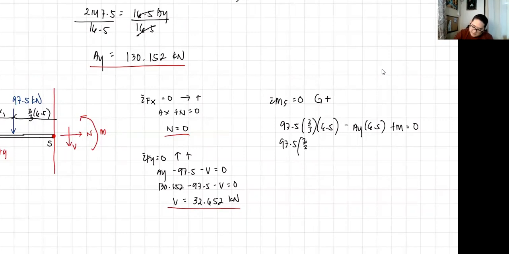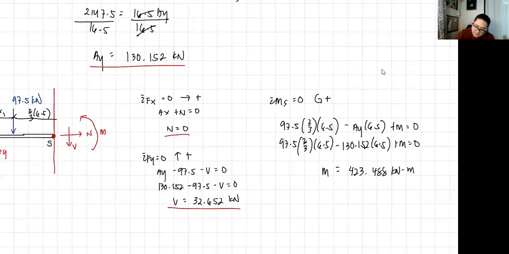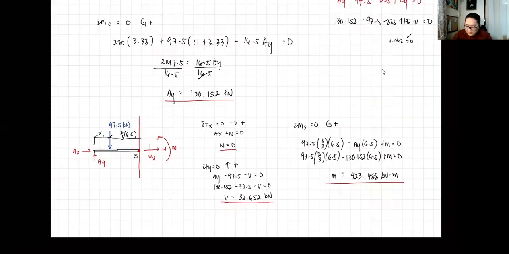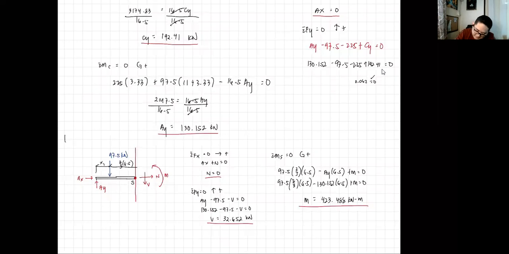Substitute lang natin yung value ni AY, and then let's combine those values. 6.5 plus M is equals to 0. So M natin will be equals to 2/3 6.5 minus 130.152 6.5. That is a negative value so transpose. So we have 423.488 kilonewton meter. So this will be our moment. Okay? So ito yung ating left segment. Okay, so yan yung internal forces natin.